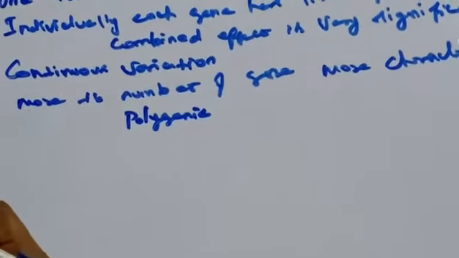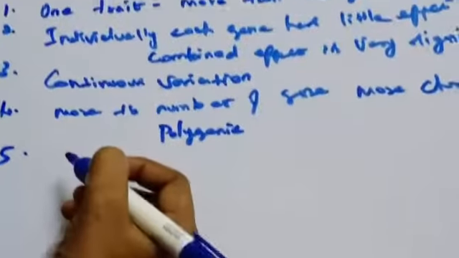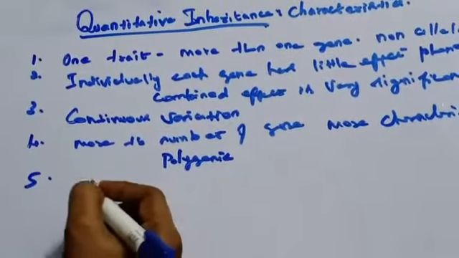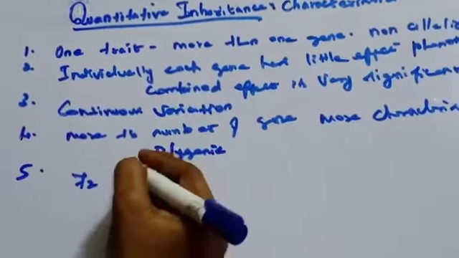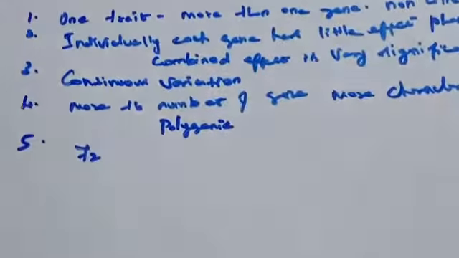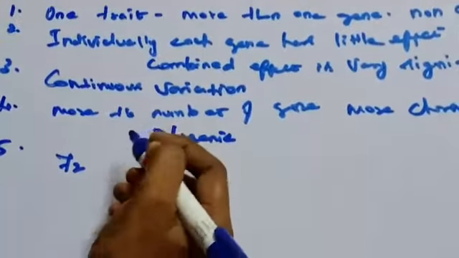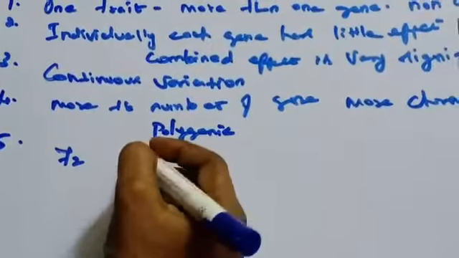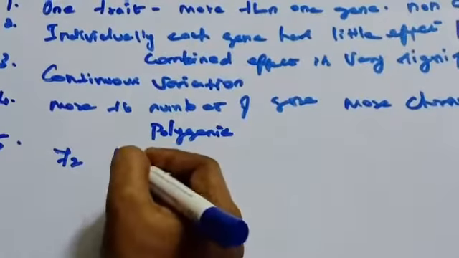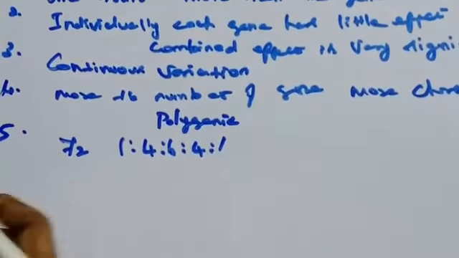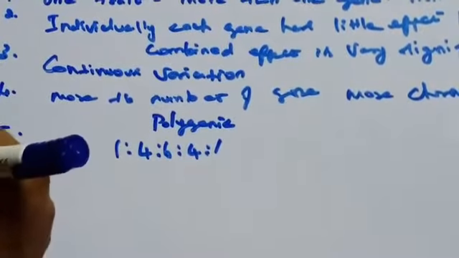Then the fifth character is polygenic inheritance does not follow the Mendelian ratio. The Mendelian ratio in the F2 generation is 9:3:3:1, but it does not follow this Mendelian ratio. Instead of that, the F2 generation ratio is 1:4:6:4:1.